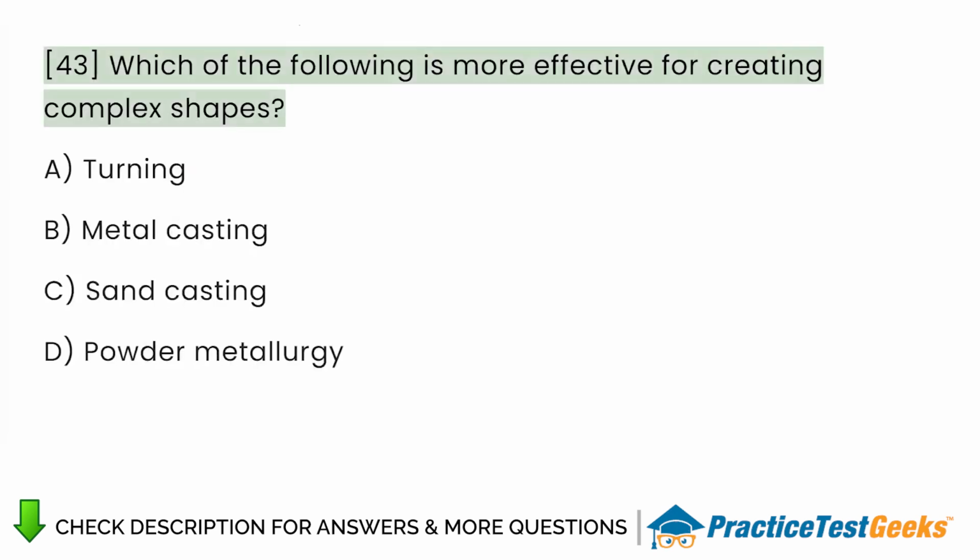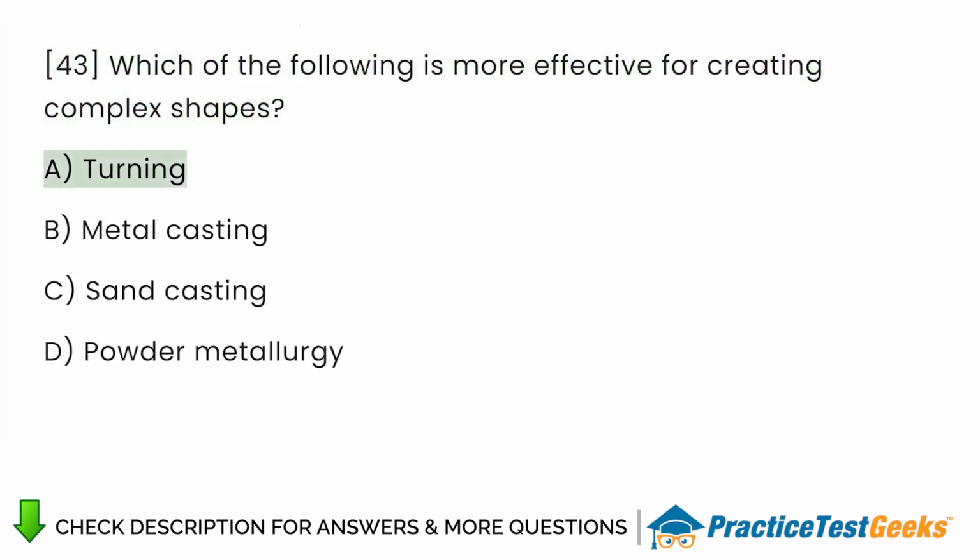Which of the following is more effective for creating complex shapes? A. Turning. B. Metal casting. C. Sand casting. D. Powder metallurgy.